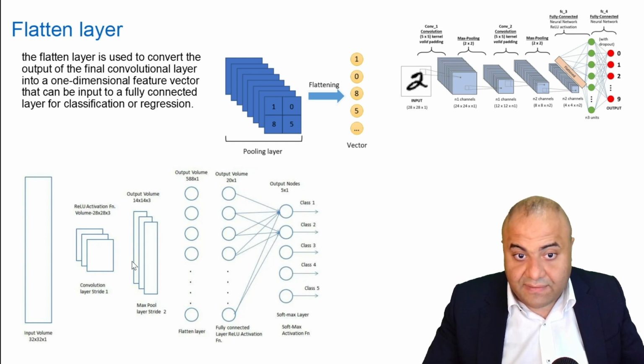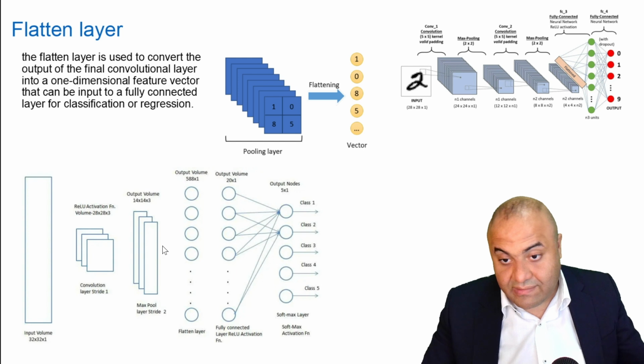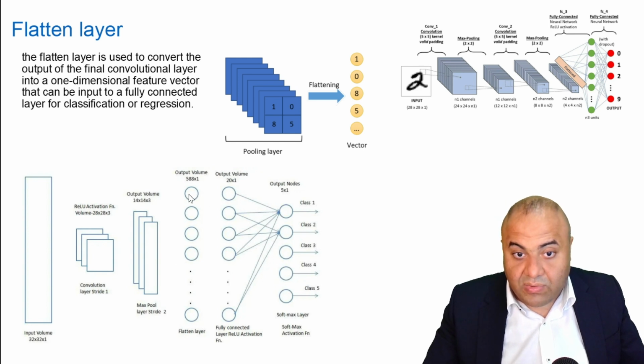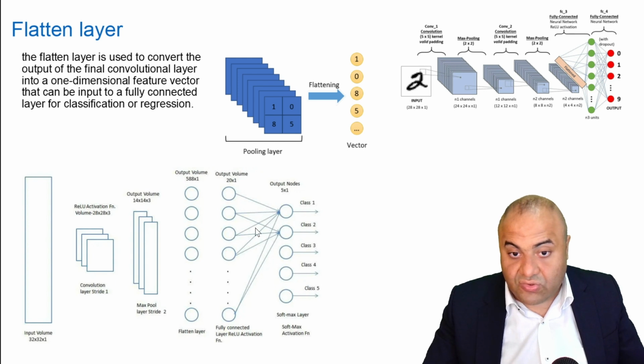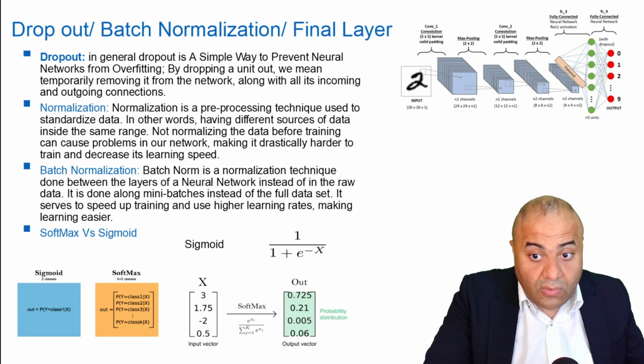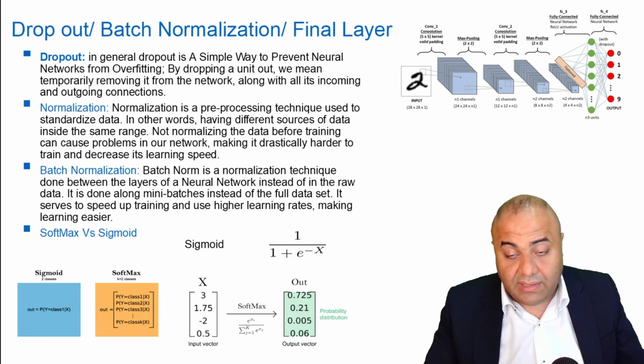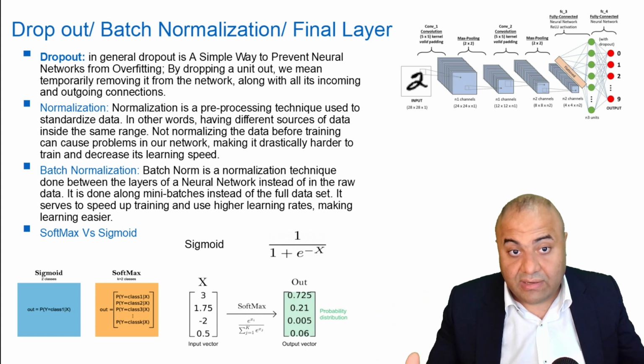So you will have these pooled layers, and then we will have them flattened, and then we will pass them into the network, and at the end we will have our classes. So this way we can build our network.